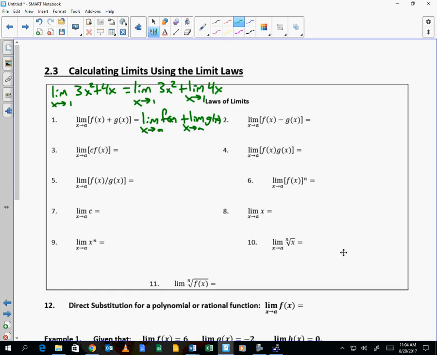Let's say subtraction. We could just write a subtraction. If we have a constant, we could put the constant out front, like a constant times the limit as x goes to a of the function. So you can pull a constant out of the function and still evaluate the limit. You can multiply them together. You can divide them. You can raise it to a power.